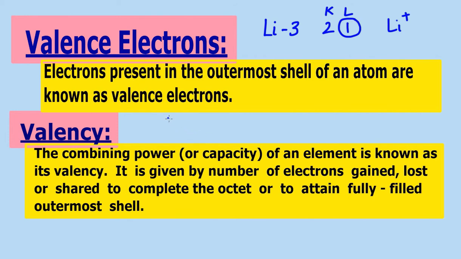Let's take one more example. Now we take the example of the oxygen atom. The atomic number of oxygen is 8. How are electrons distributed in oxygen?